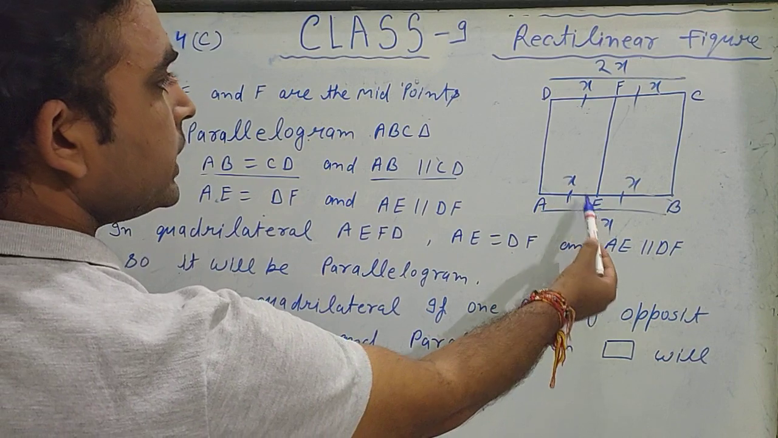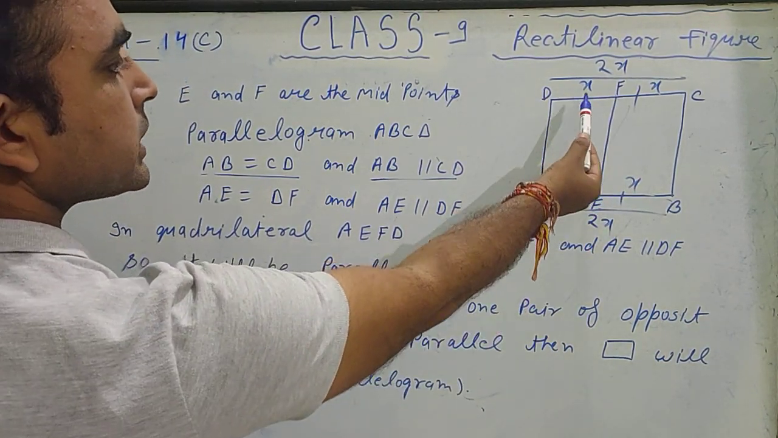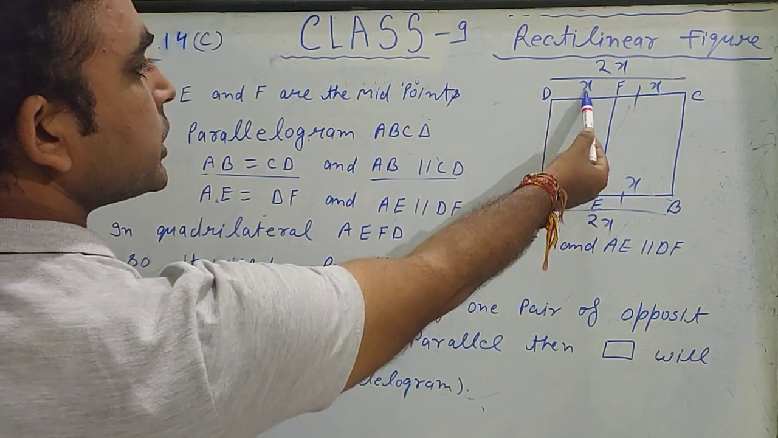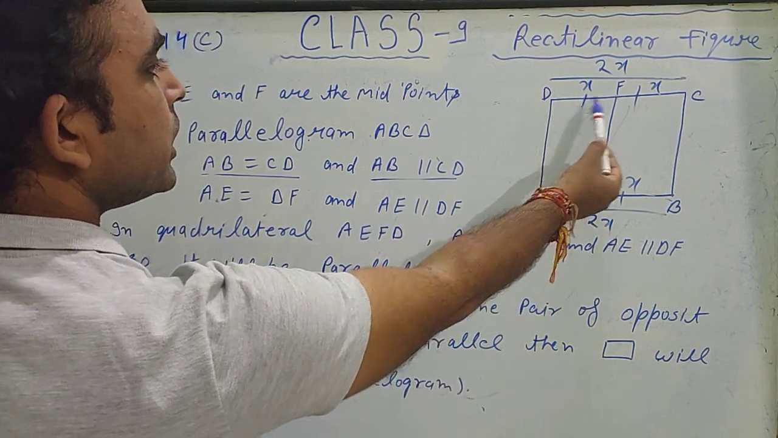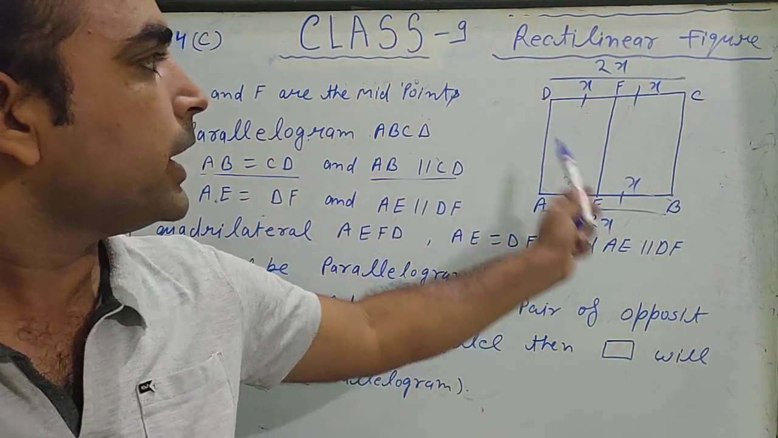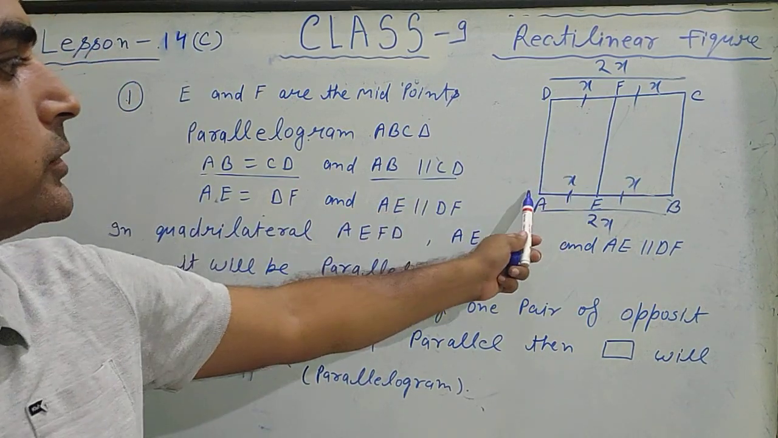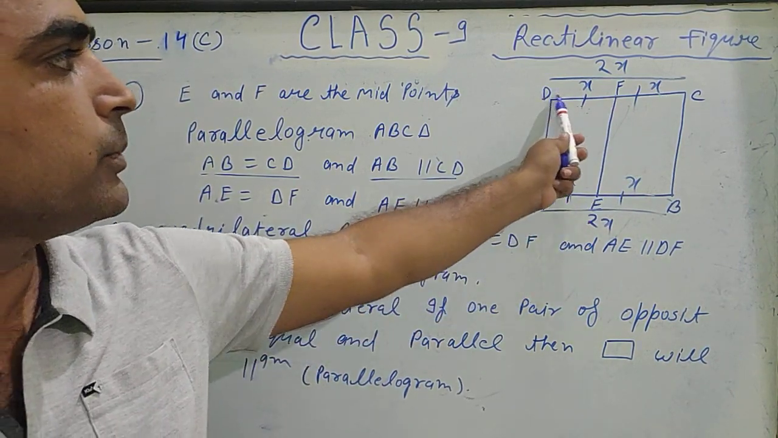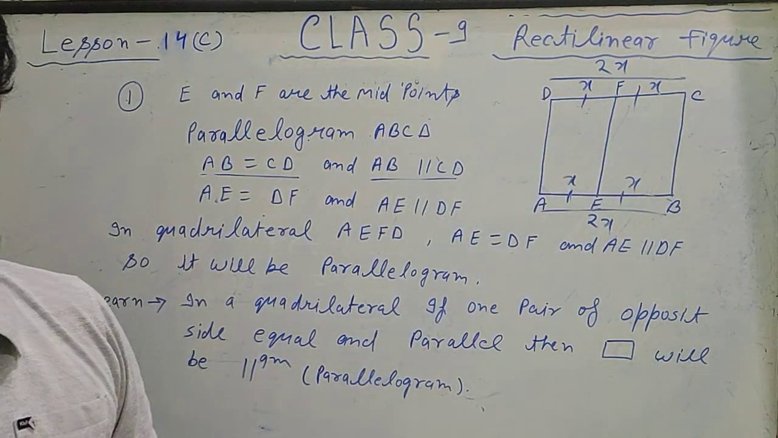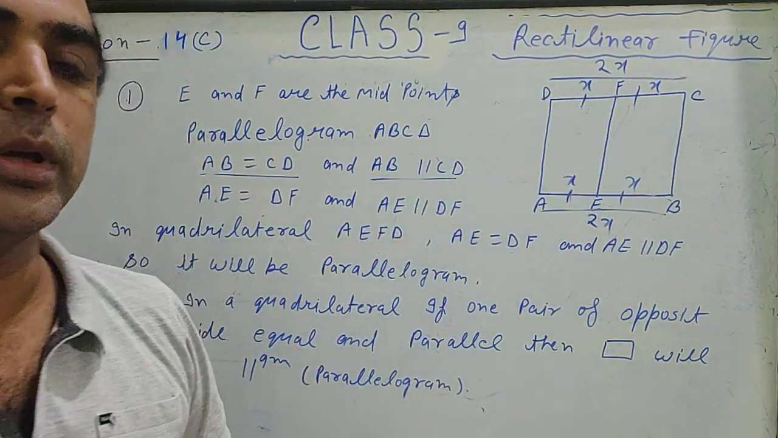That means AE is equal to FD, because this is x and this is x. So x is equal to x means AE is equal to DF, and this side is parallel to this side. The whole line is parallel to this line, so that's why AE is also parallel to DF. Because the full line is parallel, its half will also be parallel.